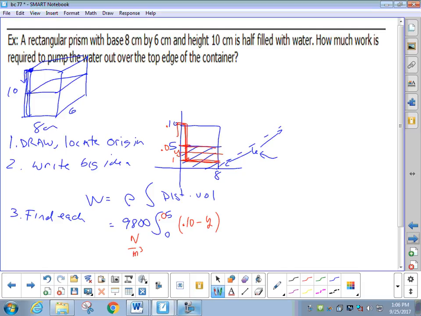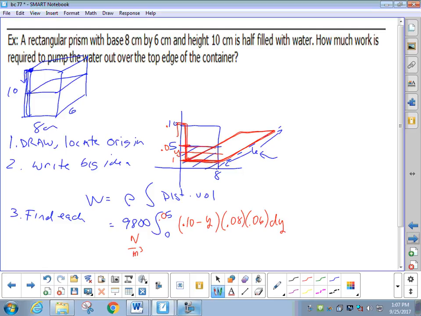All right, now the volume. That's the volume not of the whole container. Remember, that's the volume of this little slice. I'm just moving that one slice and then this slice and adding all the work I require to take all those sheets out. What's the volume of that sheet? 0.08 in width, 0.06 in length, I guess you could call it, and the height? dy.